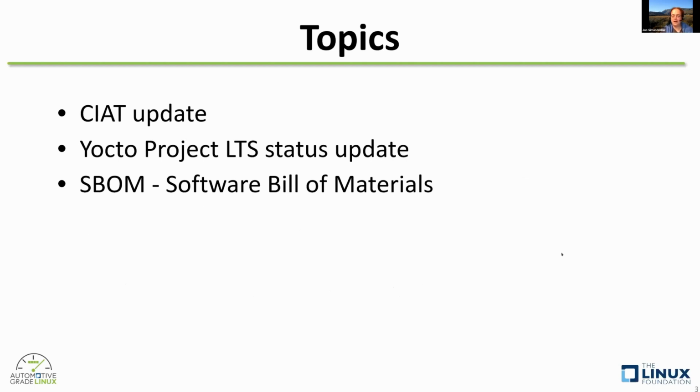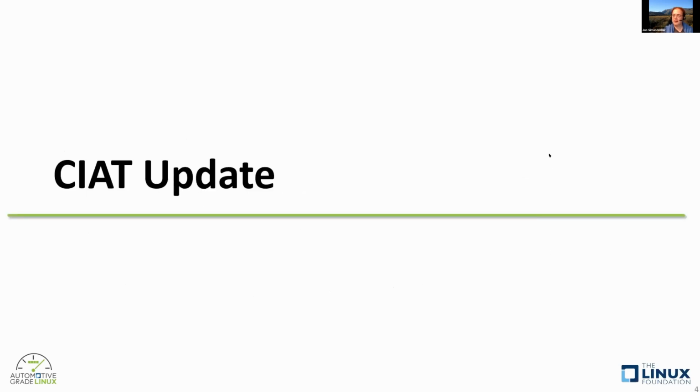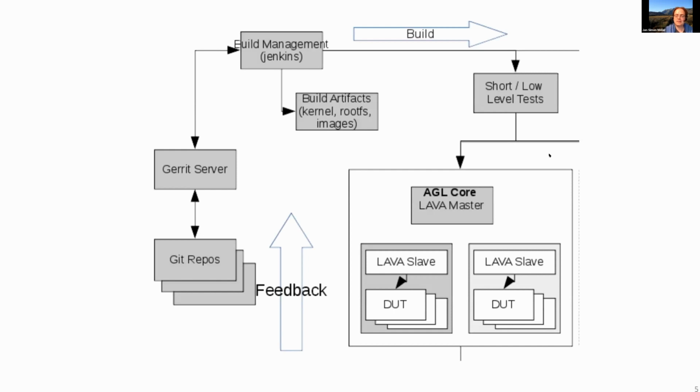Today I have essentially 3 topics to talk about. A quick update on the CIAT, continuous integration and automated testing expert group. I have an update on the Yocto project LTS effort, long-term support for Yocto. And I also have some quick notes on the software bill of materials. Let's start with the CIAT update.